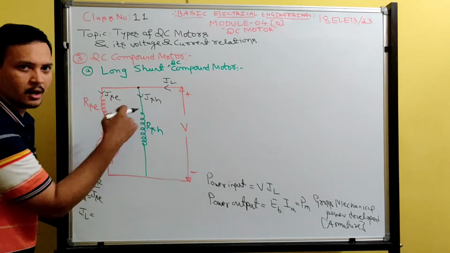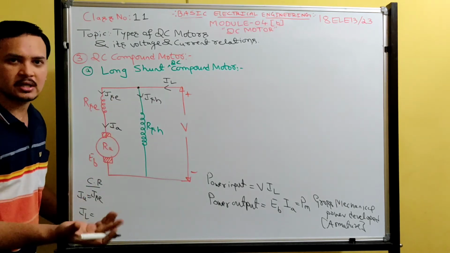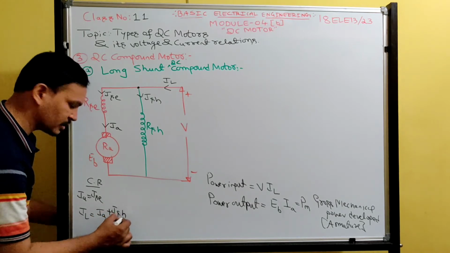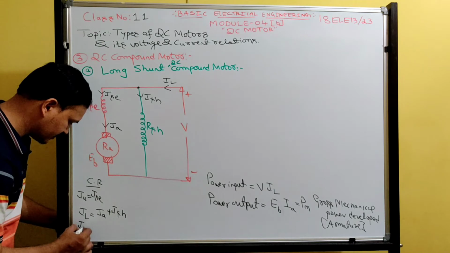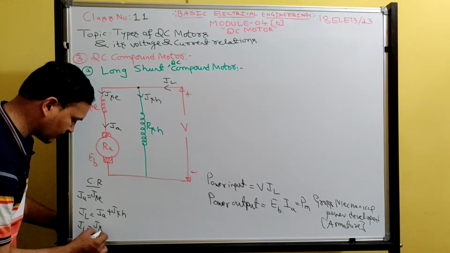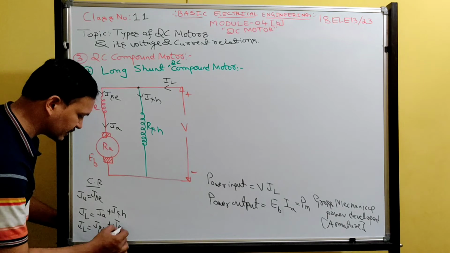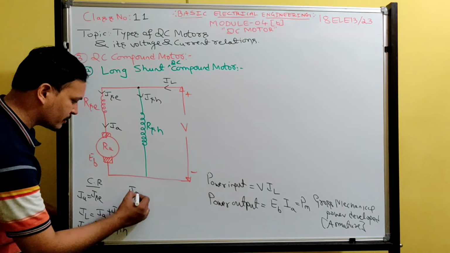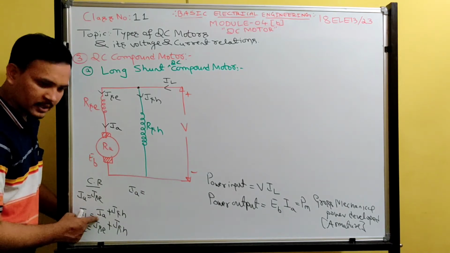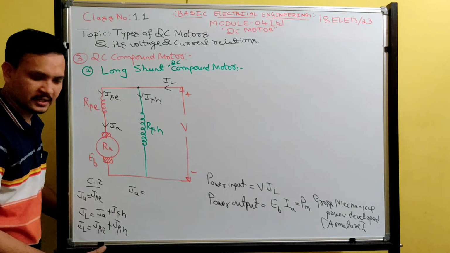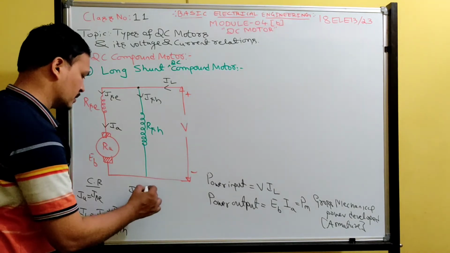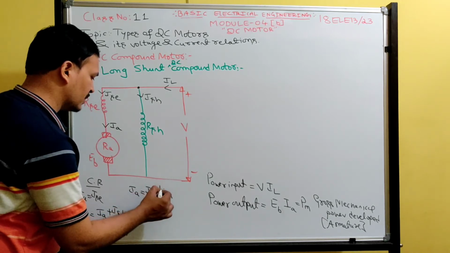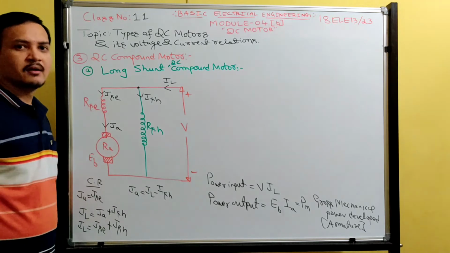This current plus this current, or this current plus this current, both are same. So IL is equal to IA plus ISH, or otherwise you can also write IL is equal to ISC plus ISH. IA and ISC are both the same, but I need the armature current equation. So from this you write the IA equation. What can I write for IA? Very good: IL minus ISH. That gives the armature current.